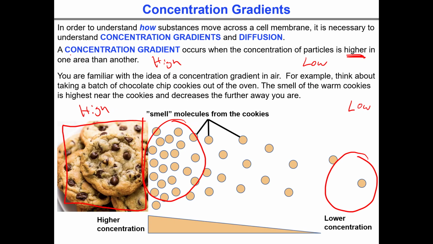So again, the main idea to get from the concentration gradient is you're going to have an area of high concentration, so an area where there's lots and lots of stuff. In this case, you can say the smell of cookies. And then there's going to be an area of low concentration or much less particles. In this case, a much lower amount of that smell of those cookies.